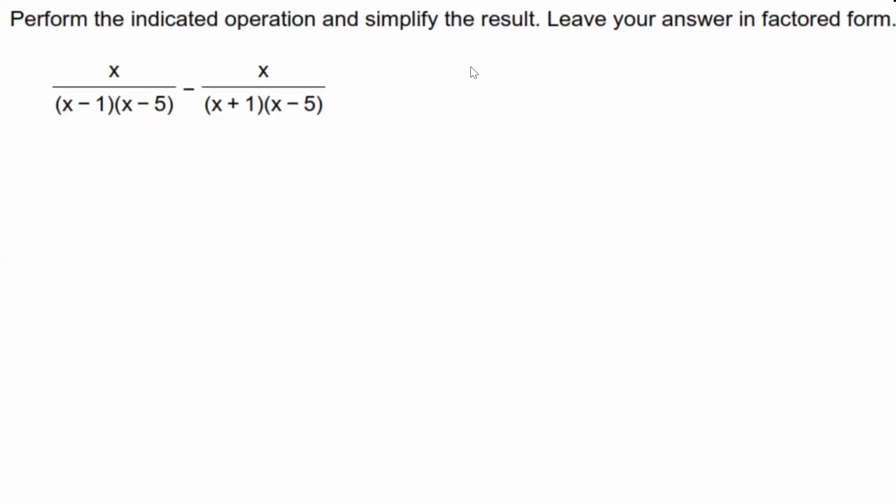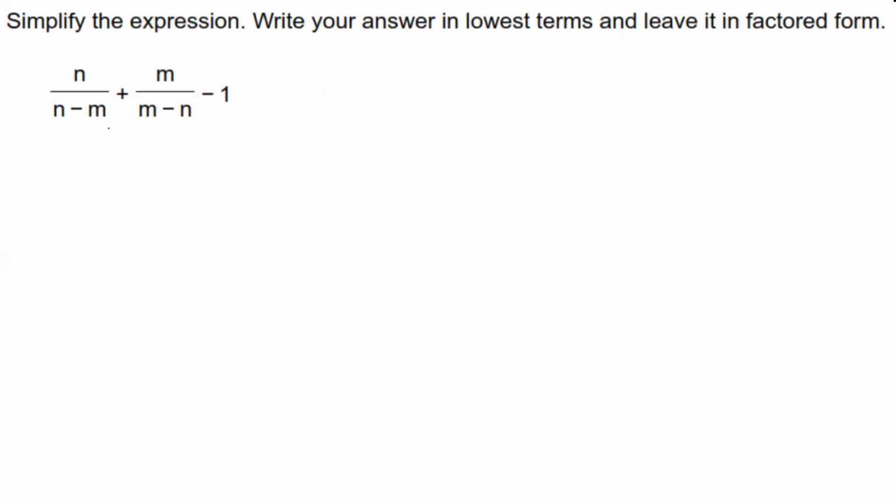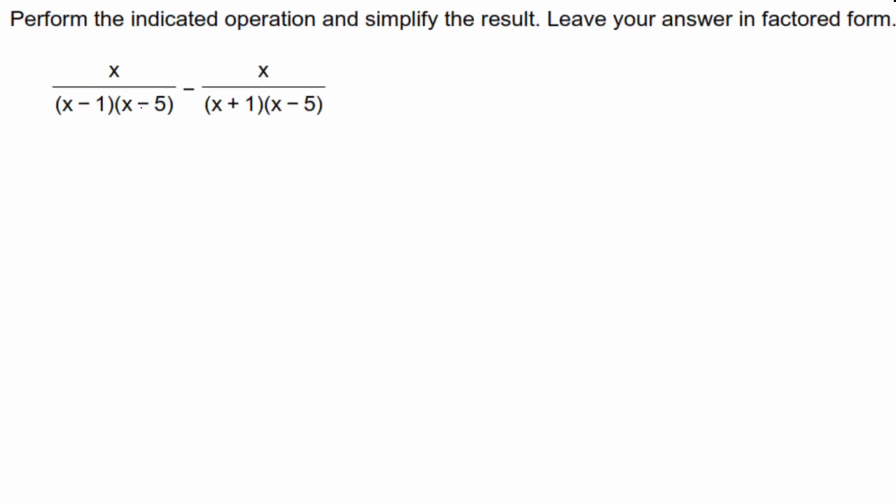All right, so we're supposed to again perform the indicated operation and simplify, leave the answer in factored form. So our common denominator, do they have it? Well, here we have x minus 1 and x minus 5. Here we have x plus 1 and x minus 5. So it looks like our LCD is going to be what? Well, it's going to be x minus 1, x plus 1, and x minus 5.